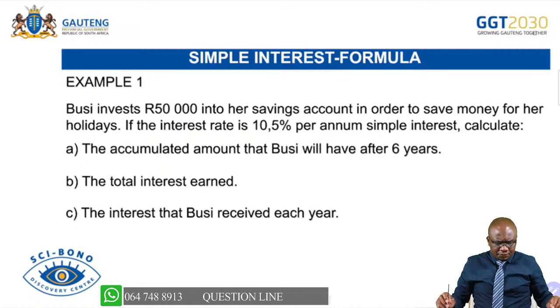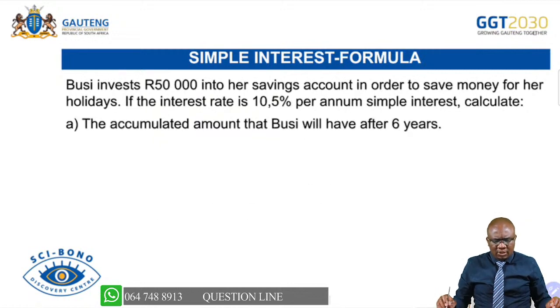Okay, right. Wusi invests 50,000 into her savings account in order to save money for her holidays. If the interest rate is 10.5% per annum, simple interest, calculate the accumulated amount that Wusi will have after 6 years. The total interest earned, the interest that Wusi received each year. Do I understand all this? Yes, I do. Now, let me highlight the key points. What am I looking for? First, that's the first question I'm asking myself.